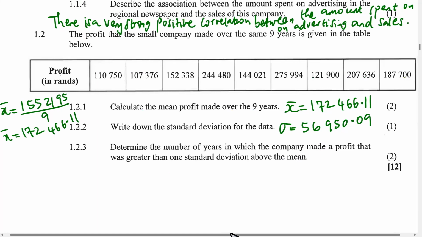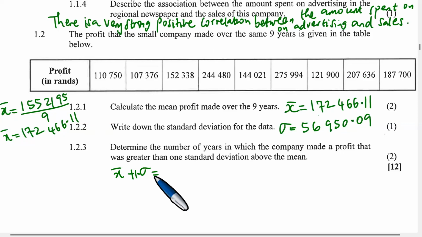The next thing now we need to do is to answer the next question. Determine the number of years in which the company made a profit that was greater than 1 standard deviation above the mean. So which means that now 1 standard deviation above the mean would be X bar plus sigma. So we add 1 standard deviation. So 1 standard deviation is plus 1 times sigma. If it's 2 standard deviations, it's 2 times sigma.